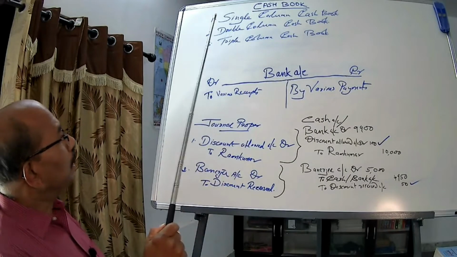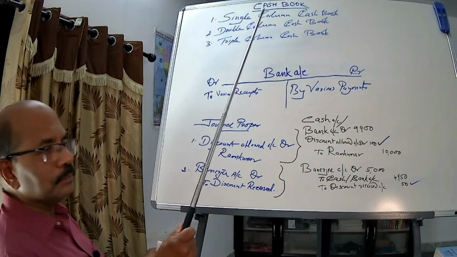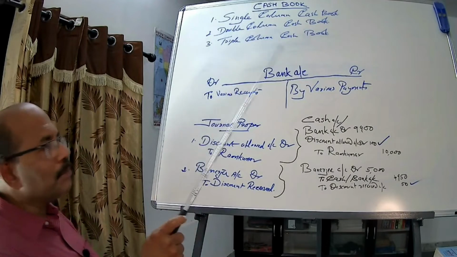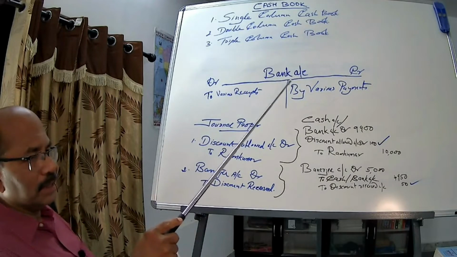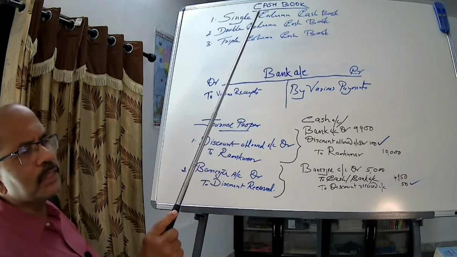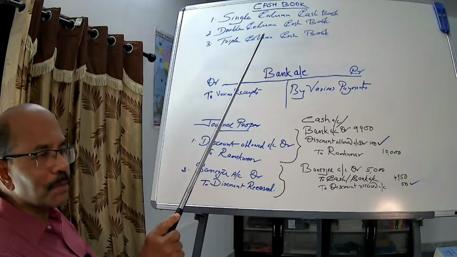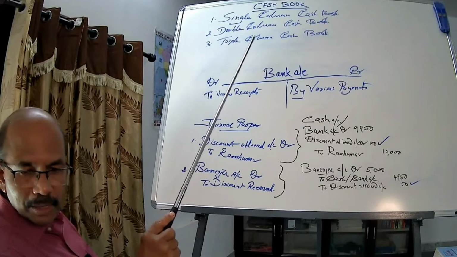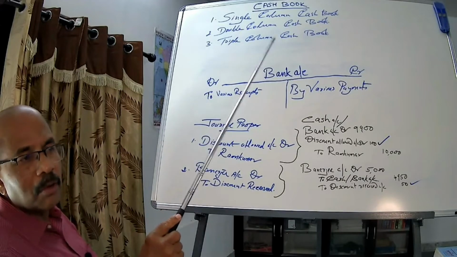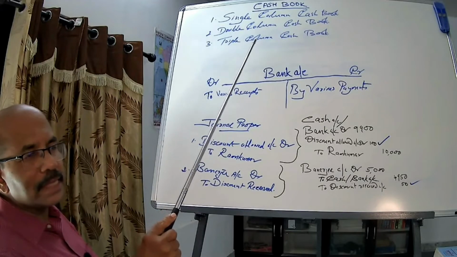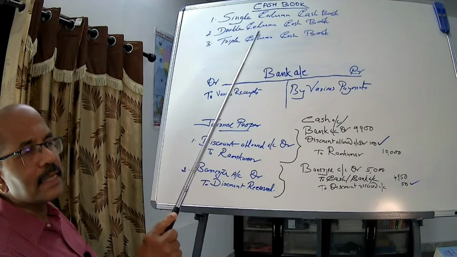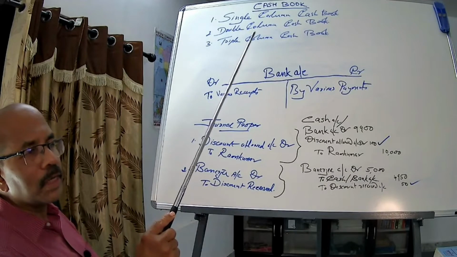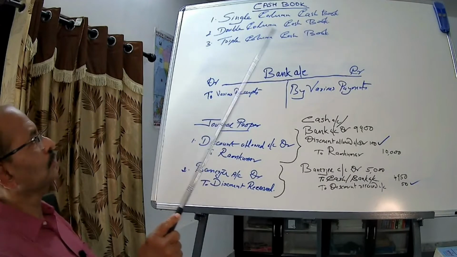Then double column cash book means they won't be separately maintaining a bank account ledger. It will be within the cash book itself. It will have a cash column as well as a bank column. All cash transactions and bank transactions are recorded through the cash book only.